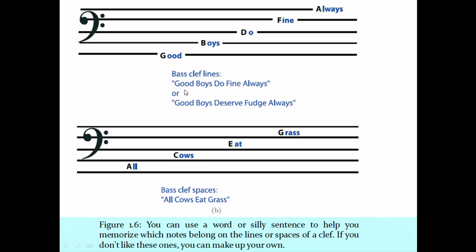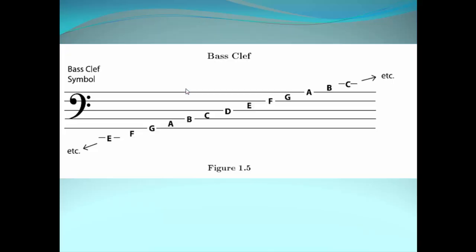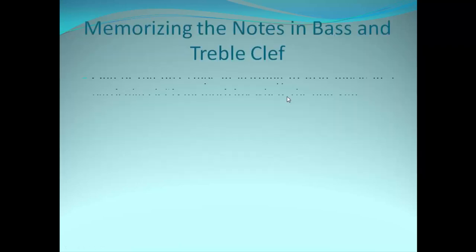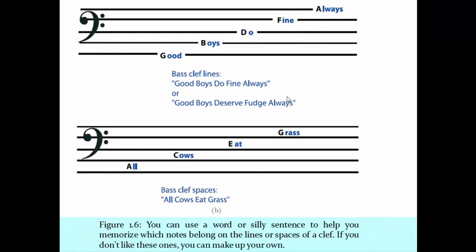Okay, so as you can see here, E, F, G, and here is all cows eat grass. It's grass. Okay. Grass. So first thing we have here, you can use a word or silly sentence to help you memorize which notes belong on the lines or spaces of a clef. If you do not like these ones, you can make up your own.